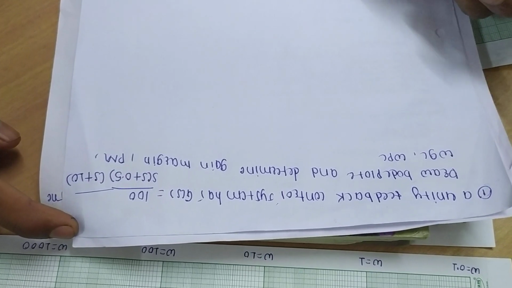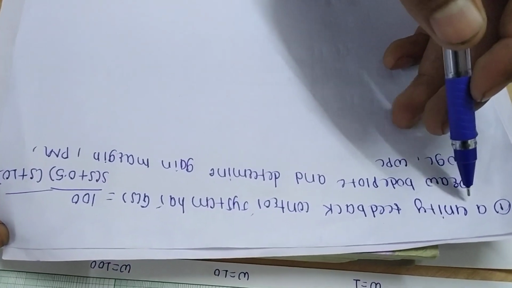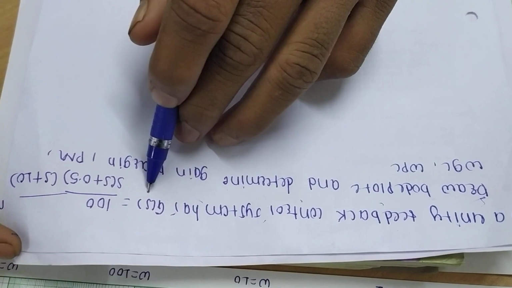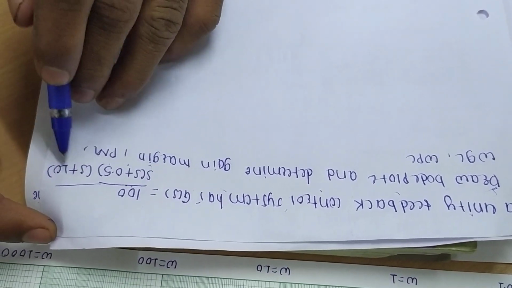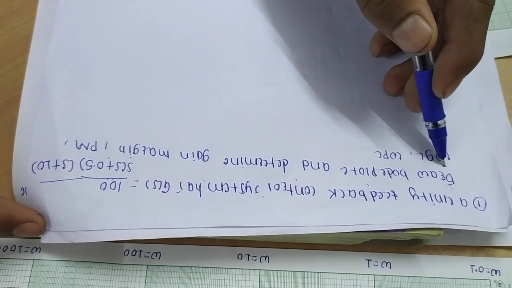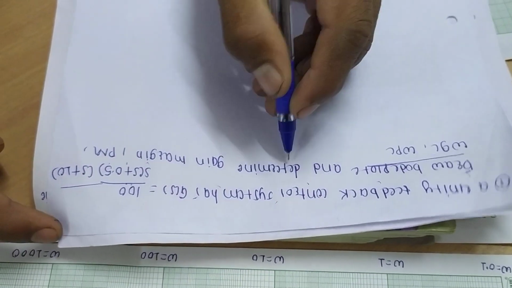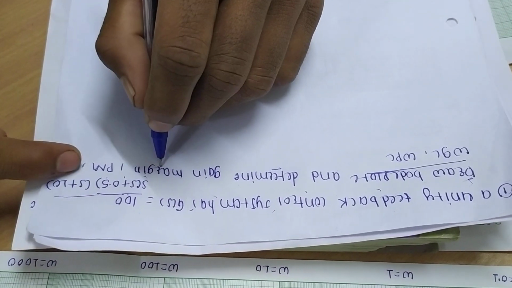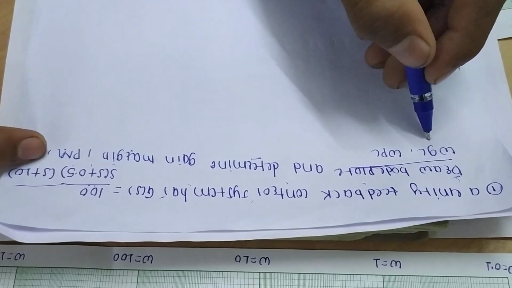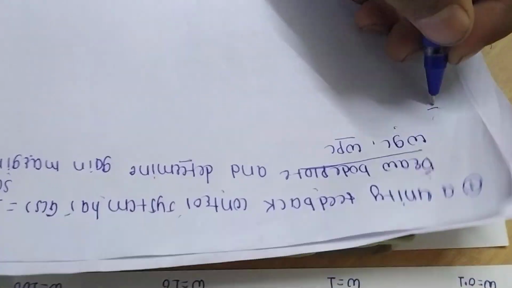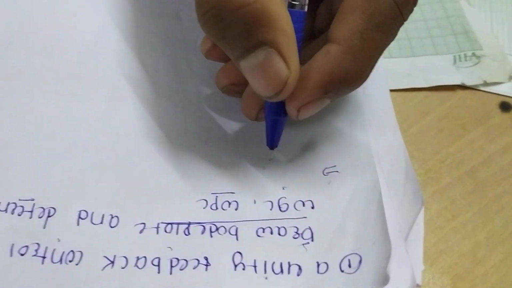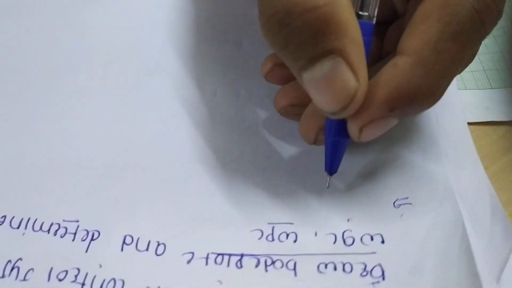So guys, our today's topic is a Bode plot. The example is given as the unity feedback control system, G of S is 100 upon S into S plus 0.5 into S plus 10. Here we have to plot the Bode plot and also determine gain margin, phase margin, gain crossover frequency and phase crossover frequency. This example is also asked in the examination for 10 marks. So don't waste your marks.